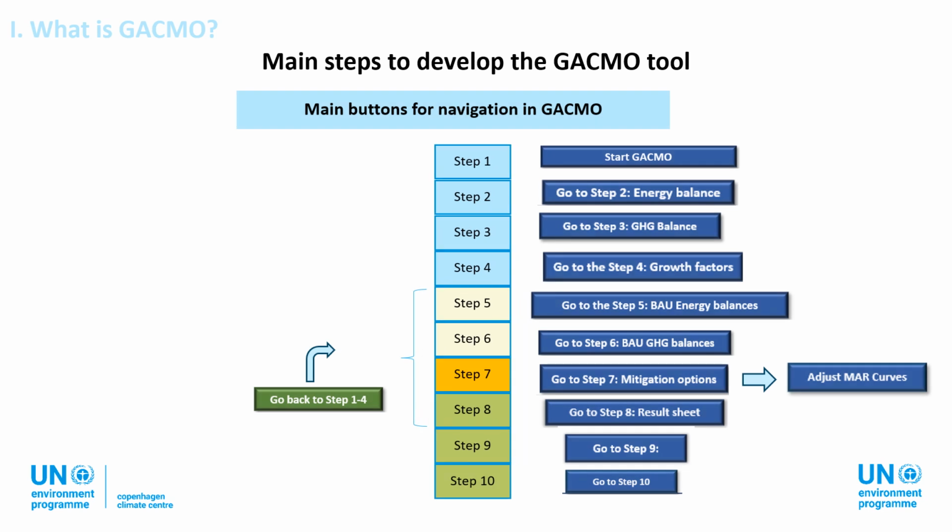In the new version of the GACMO tool, users navigate throughout the spreadsheets by clicking on buttons. To proceed to the next step, users can click on the Go to Step button. In Step 5, to return to the previous steps, users can click the Go back to Step 1 to 4 button. In Step 7, users can view the marginal abatement revenue curve by clicking the Adjust Mark Curve button.